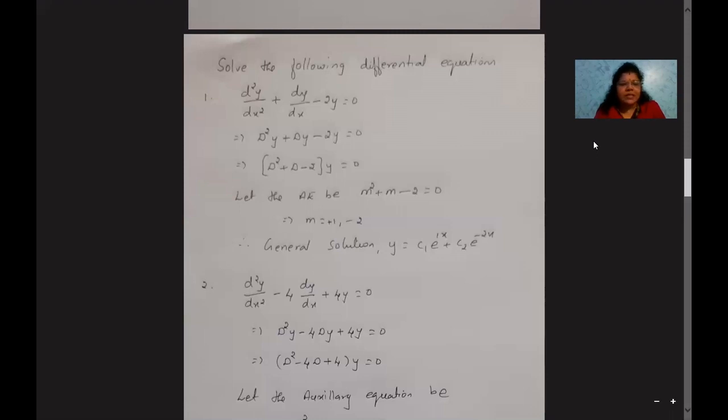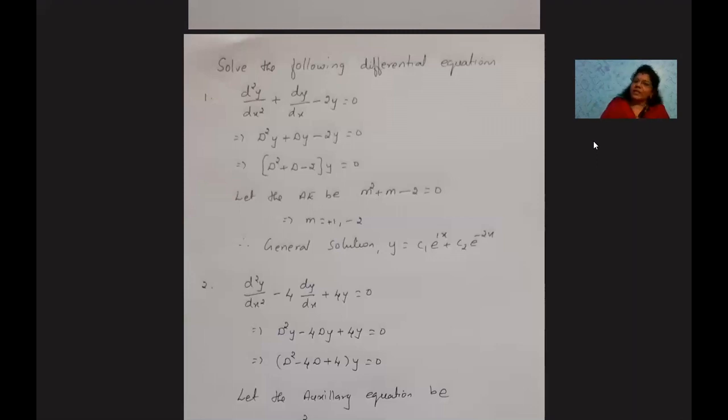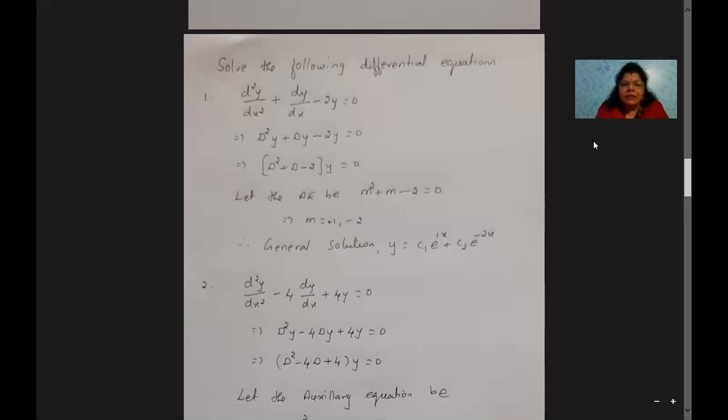Now, since y is common, we can take y common outside. So we obtain the differential operator (D square plus D minus 2) of y equal to 0. To solve this, first we need to find the auxiliary equation. What is the auxiliary equation? Replace D by m, neglecting the y value. Whatever polynomial exists, that is the auxiliary equation. That is m square plus m minus 2 equal to 0.